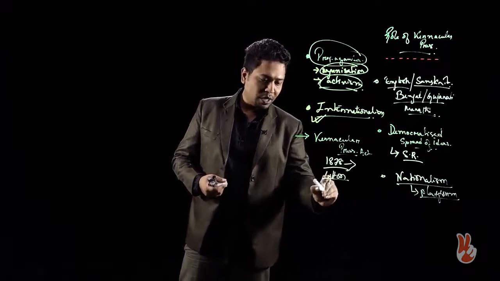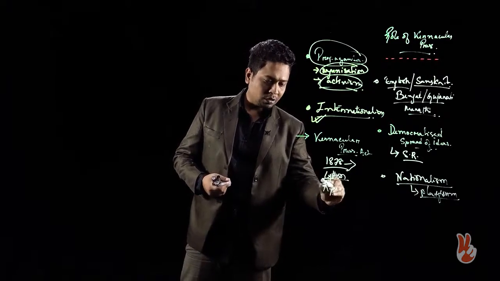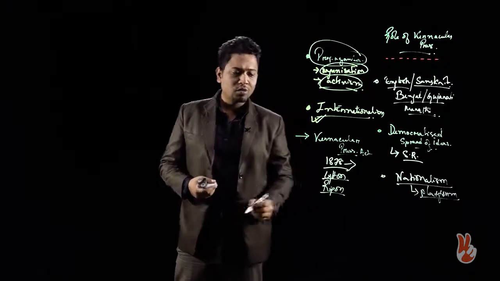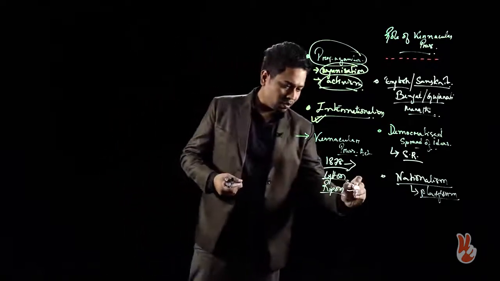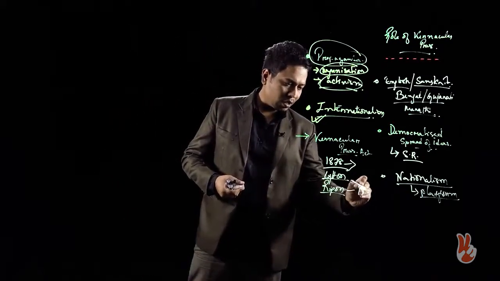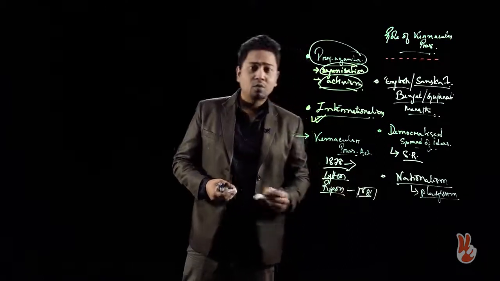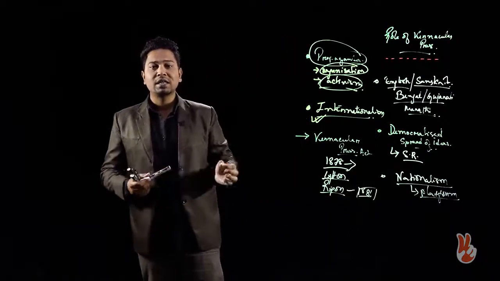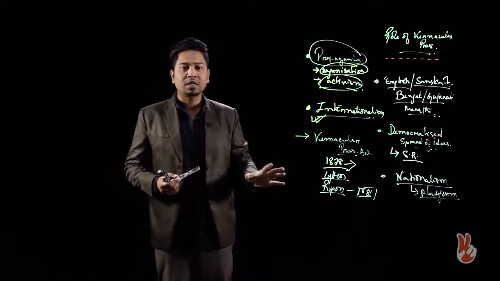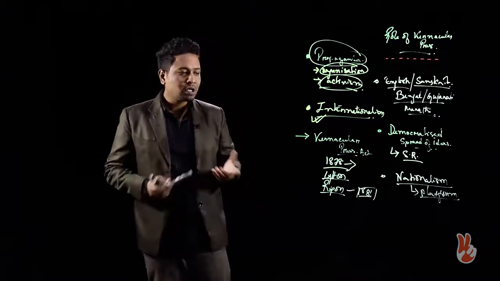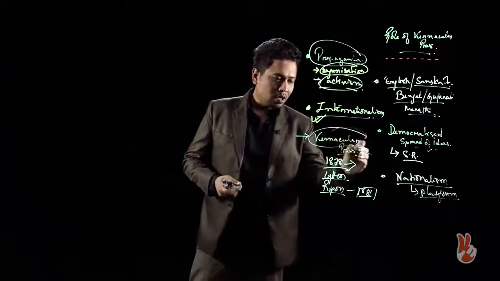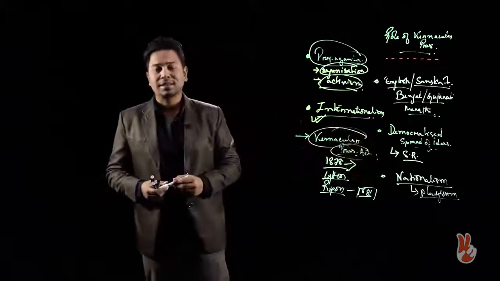It was repealed by Ripon, okay? It was repealed by Ripon, but from 1878 it operated up until 1881, and it was later repealed. However, we have to remember that this signifies the importance of the vernacular press upon the Indian national movement, all right? If it was not important, then this kind of an act would not have been necessary, all right?